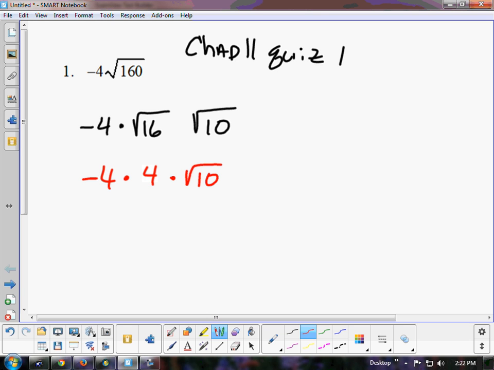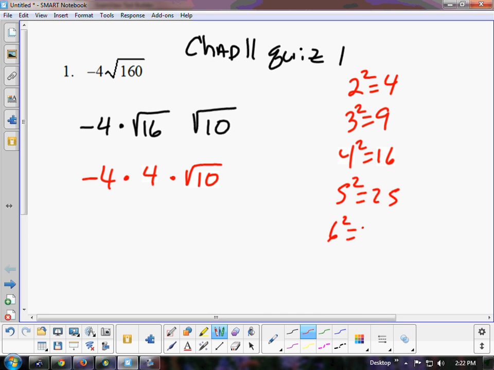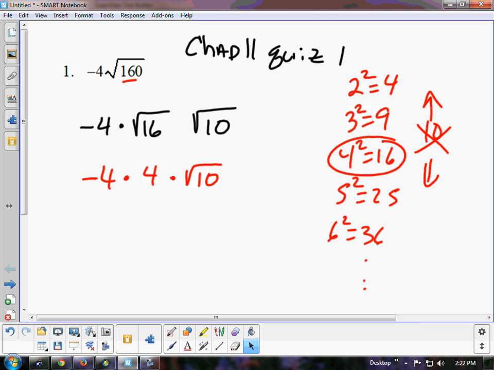Okay, why doesn't the square root of 10 break up? Because our perfect squares are 2 squared is 4, 3 squared is 9, 4 squared is 16, 5 squared is 25, 6 squared is 36, and so on. So we notice that 16 is on the list, so I'm going to break this up into 16 and 10. 10 is not on the list, so it won't break down.